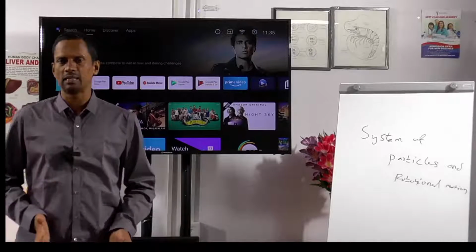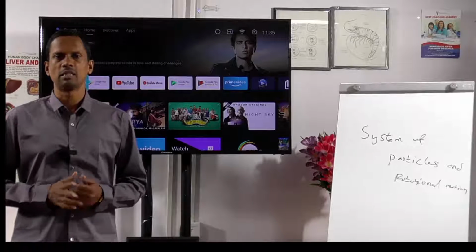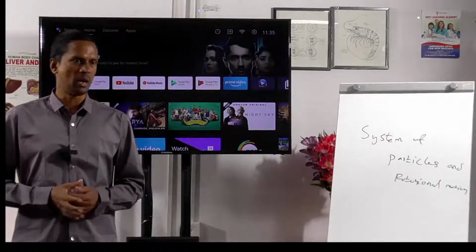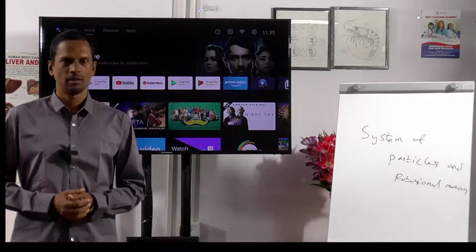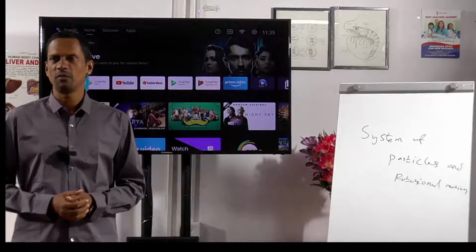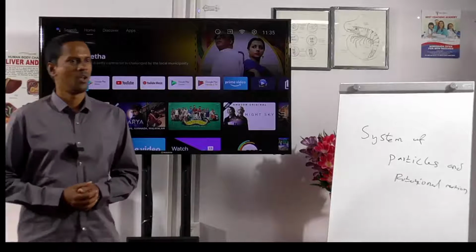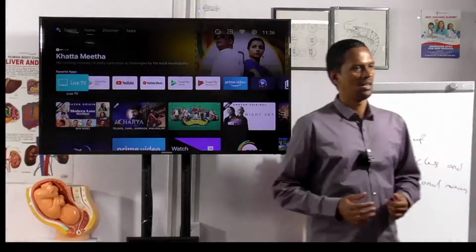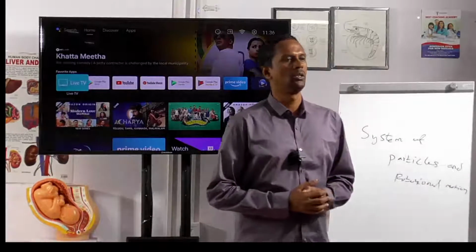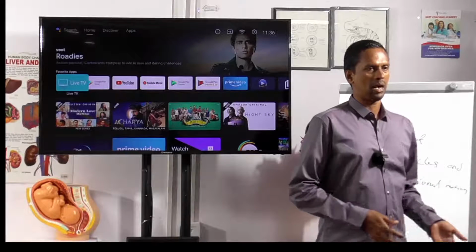What is mass here? What is velocity here? What is momentum? Momentum is equal to mass into velocity. Okay, now I am coming to angular momentum.